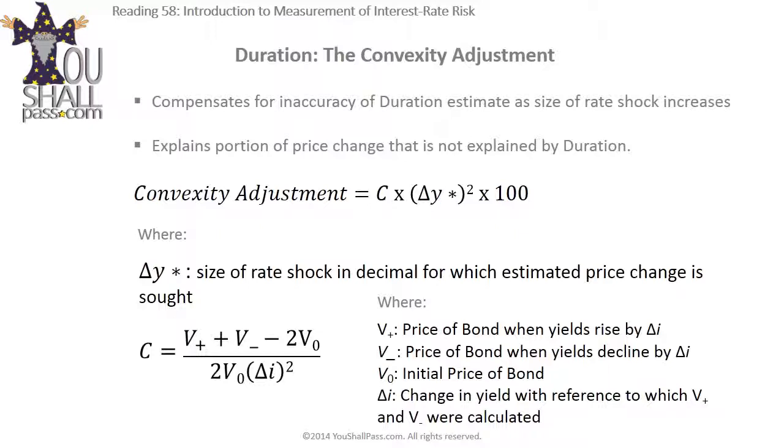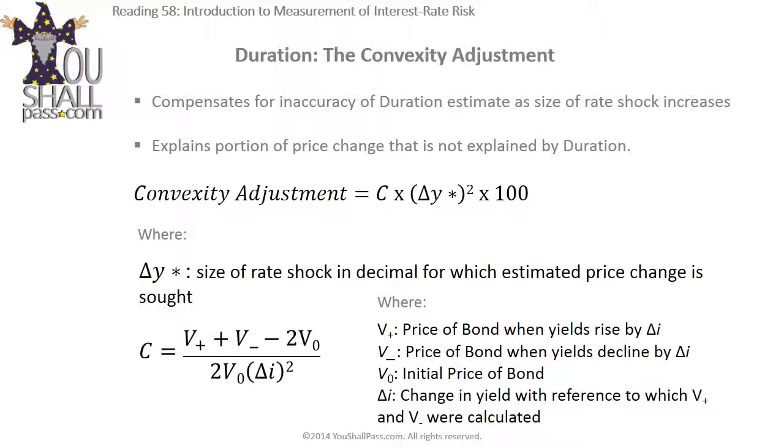There's a potential stumbling block that you need to be aware of at this point. That is the difference between the delta y used in the convexity adjustment and the delta I that is used while calculating convexity. Delta I here, the one that's used in the convexity formula, is the reference change in yield. It's the change in yield which is then used to calculate the price of the bond when yields rise by delta I and also when yields decline by delta I. So in that sense, it's pretty much similar to the change in yield which is used to calculate duration.